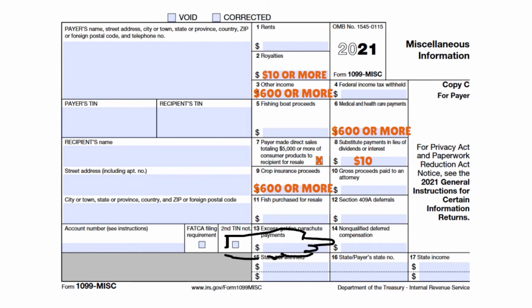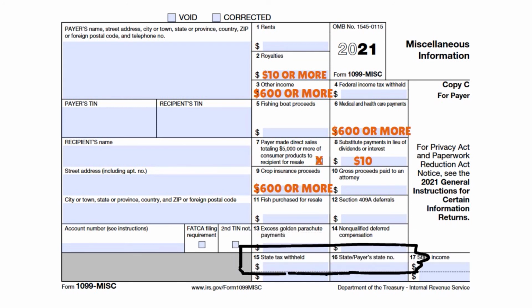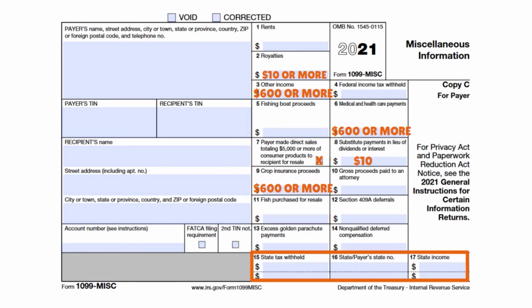Box 15 to 17, state information. These boxes may be used by payers who participate in the combined federal state filing program and or who are required to file paper copies of this form with the State Department. All right, so this is all you have.